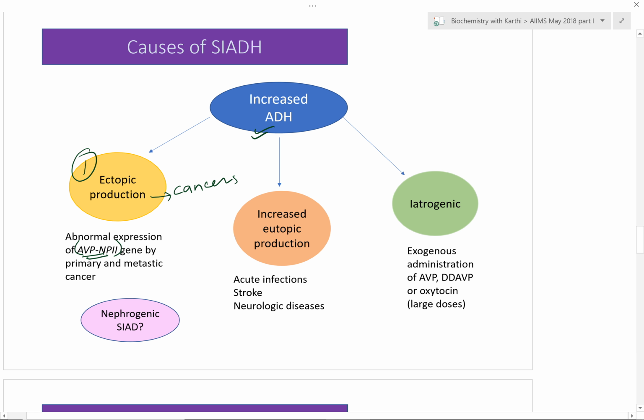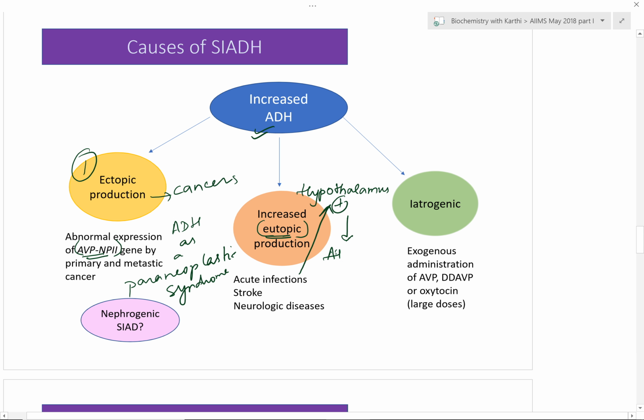Okay, so this causes an ectopic production of ADH as a paraneoplastic syndrome. Another cause is increased eutopic production. When you say eutopic, that means it is getting released from its actual site, which is the hypothalamus. But there is something which is causing the stimulation of this hypothalamus and causing it to release ADH. So what is it that is overstimulating?